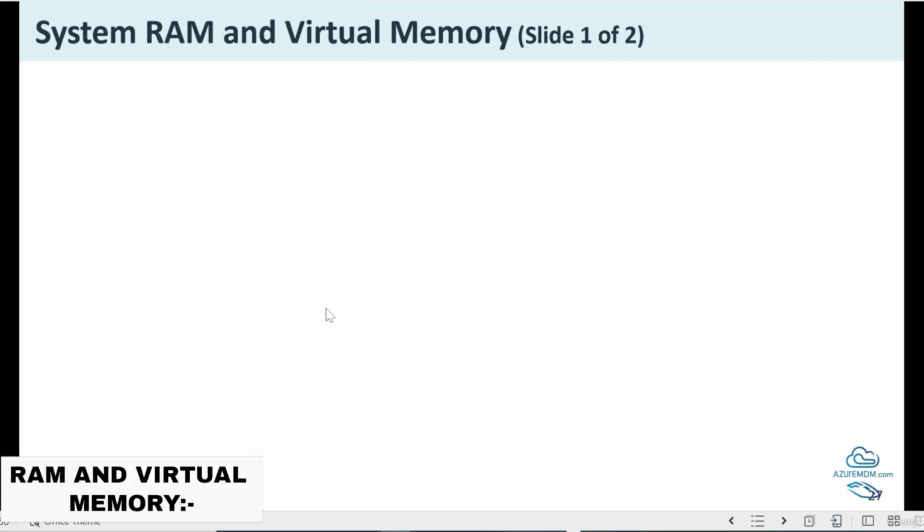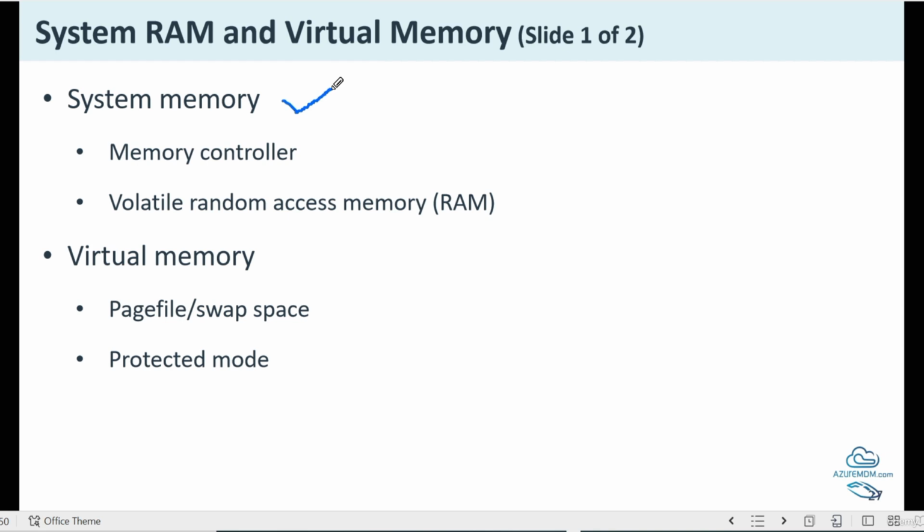Now, we will learn about system RAM and virtual memory. System memory. A system memory is the computer's working storage, RAM, where active programs and data are kept for quick access by the CPU. Memory controller. A chip that manages data flow between the CPU and RAM, ensuring efficient memory operations. Volatile RAM. Volatile RAM is a temporary memory that loses all stored data when the power is turned off, like a regular RAM.